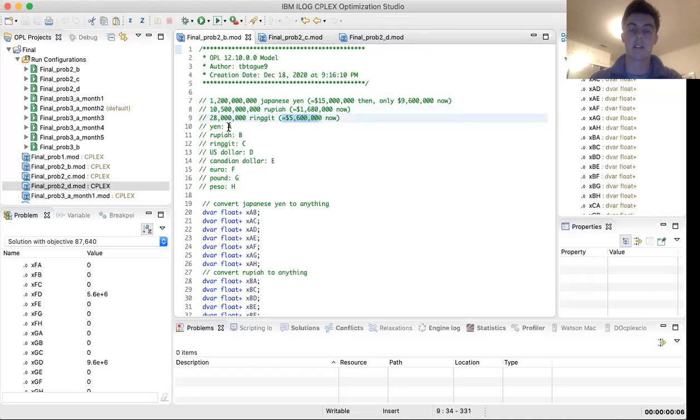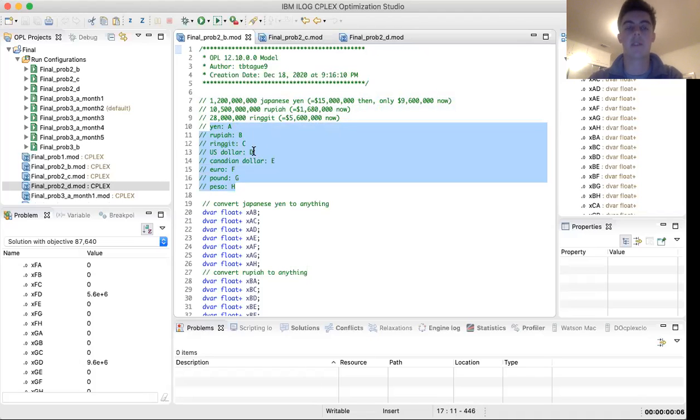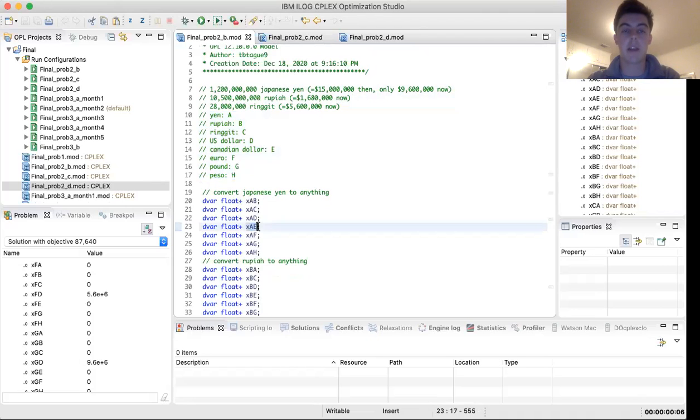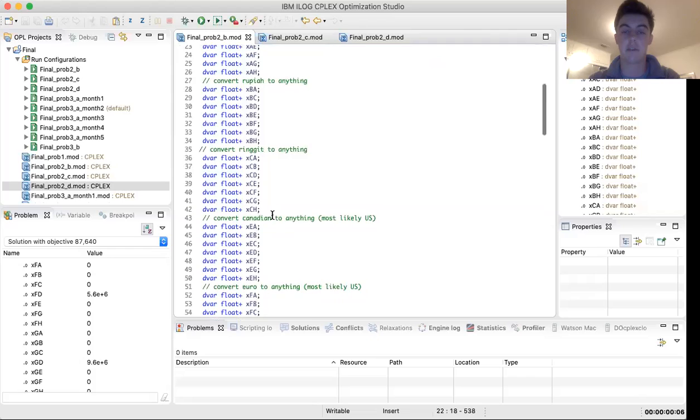As you'll see later, these are the variables I've defined: A for yen, B for rupiah, C for ringgit, and so on. I then define a bunch of decision variables that will be used for these conversions. So, for example, XAB is converting from yen to rupiah. XAE right here would be converting from yen to Canadian dollar. Obviously, at the end, we want everything to be converted back into US dollar, which is D. So we hope that everything will be converted to US dollar in the most efficient way possible.